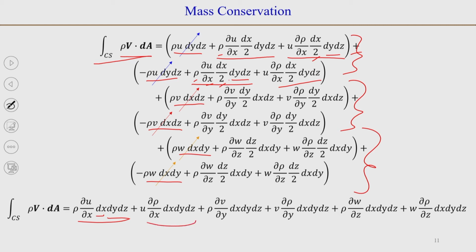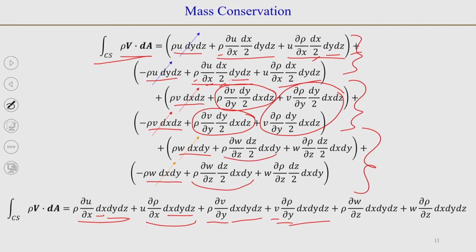So, the next term will be u ∂ρ/∂x dx dy dz. Similarly, when you combine the second term for the y faces, you get ρ ∂v/∂y dx dy dz. The last terms, when you combine them, you get v ∂ρ/∂y dx dy dz, and doing the same thing for the front and back faces, you will get ρ ∂w/∂z dx dy dz plus w ∂ρ/∂z dx dy dz.